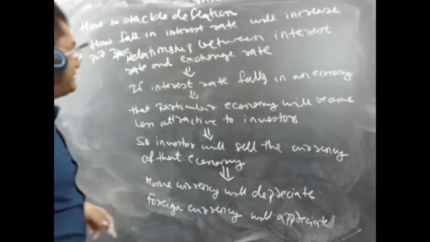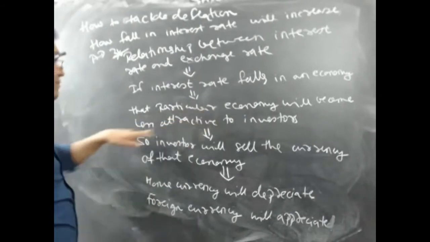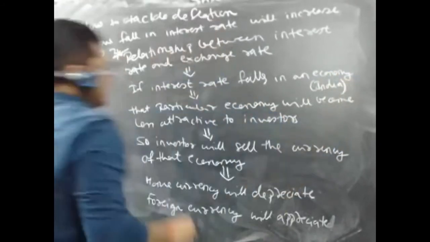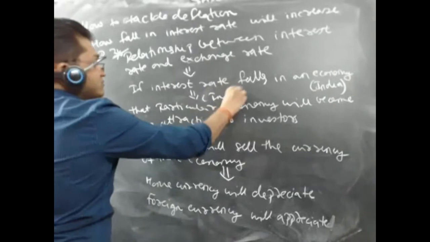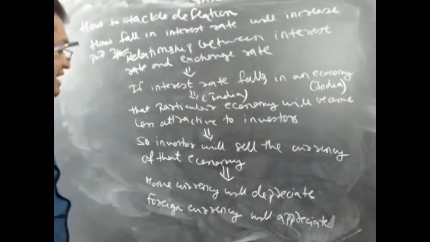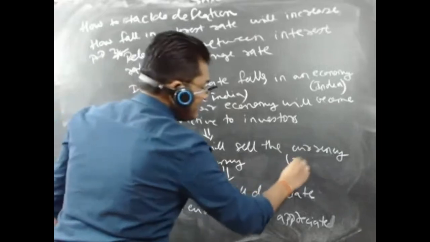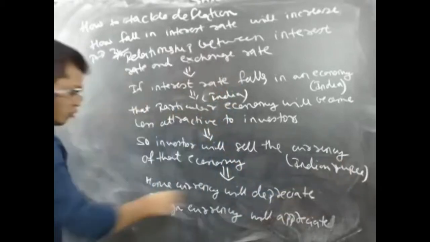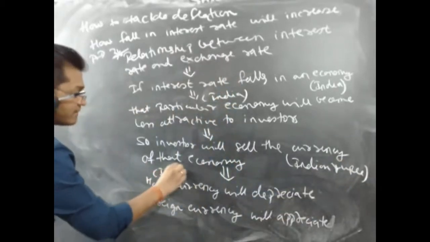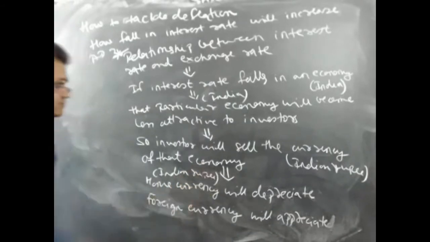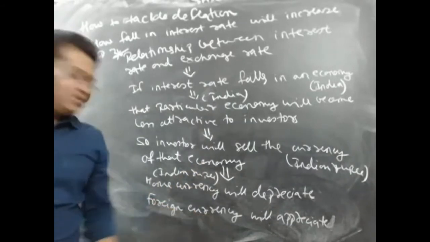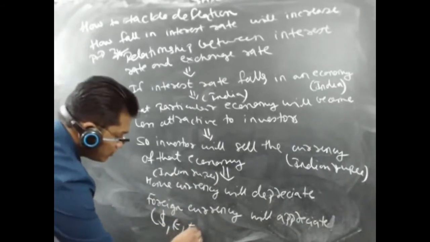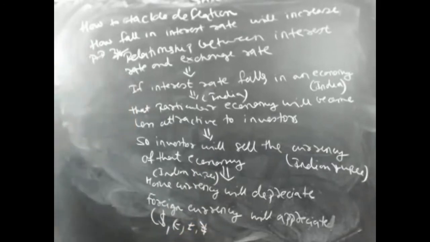If interest rate falls in India, India will become less attractive. See, in bracket just write India, okay, so that you don't get confused. So India will become less attractive to investor. If India will become less attractive to investor, what they will do? They will sell Indian rupee. So if they will sell Indian rupee, then home currency, that is Indian rupee, will fall. And foreign currency means all other currency, dollar, euro, pound, yen, okay? All other currency will appreciate.